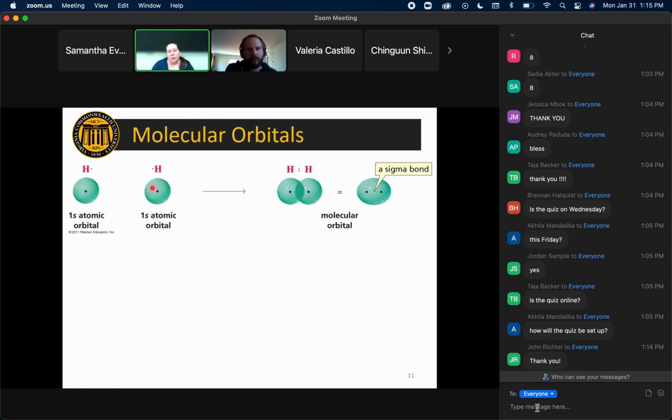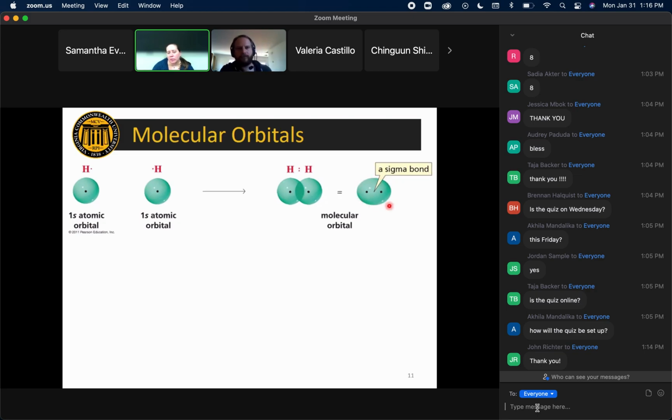If we take two atomic orbitals, for example these two 1s atomic orbitals, these are hydrogen atoms each carrying one proton and one electron, right? So if we bring these two 1s orbitals together, there's going to be some favorable interaction where they overlap and make a new bond. In fact, one way to think about this is that these atomic orbitals are going to come together to create a new molecular orbital.